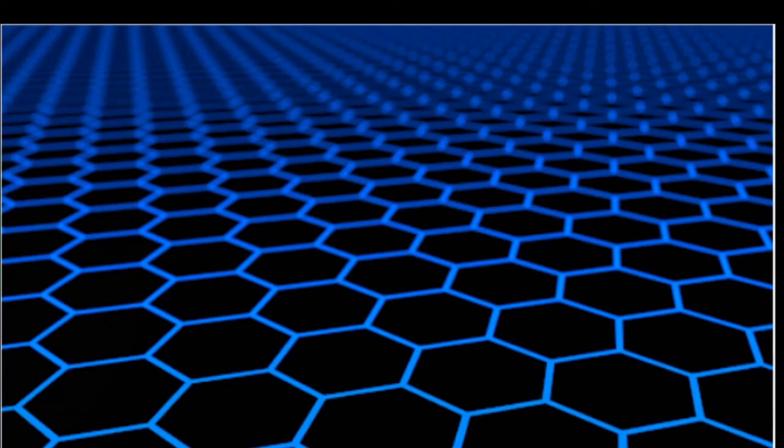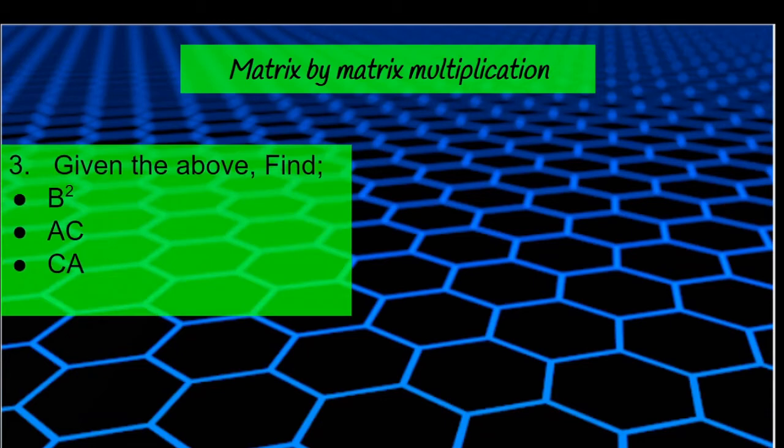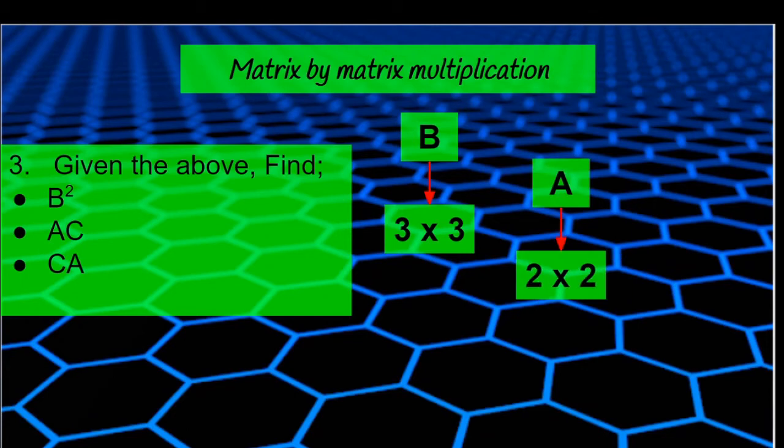Welcome to the third part of this series, where we'll look into matrix by matrix multiplication, basically multiplying two or more matrices together. And our question for this part goes as follows. Matrix B is a 3 by 3 matrix, matrix A is a 2 by 2 matrix, and matrix C is a 2 by 3 matrix as given in the intro video.